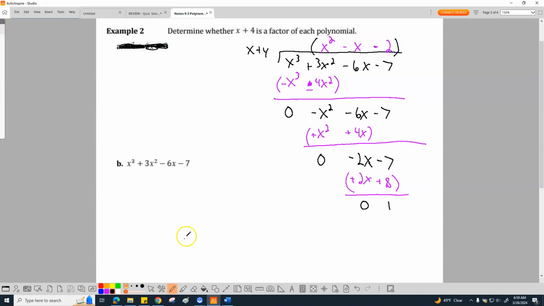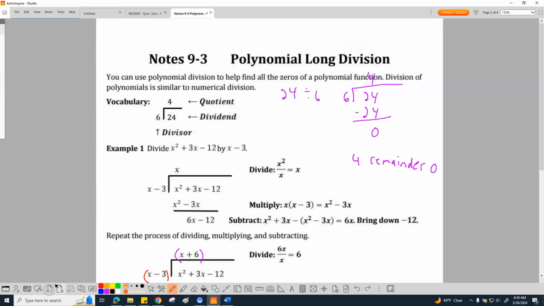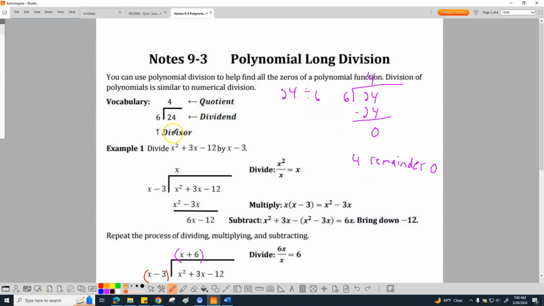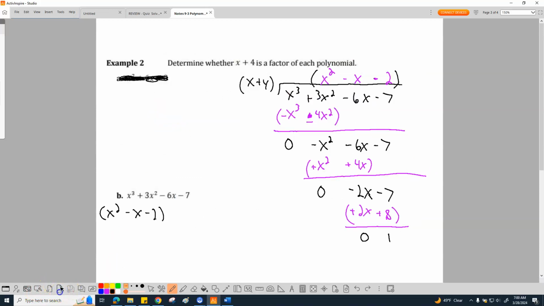And if you don't remember the name of what this was, let's go back to here. The stuff on top is called the quotient. So we're going to take the quotient and we're going to write it down here. X squared minus x minus 2. And then the next thing we're going to do is take our dividend. Is it dividend or divider? Hold on, let me make sure I got that. Oh, our divisor, my bad. Our divisor. We get our divisor and we put it right here, x plus 4.